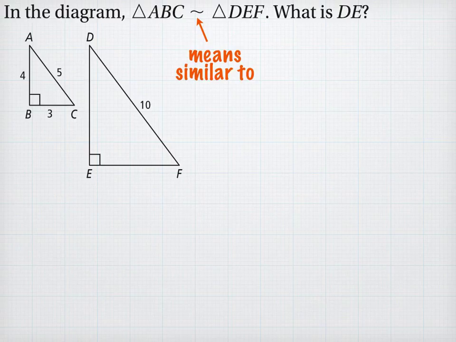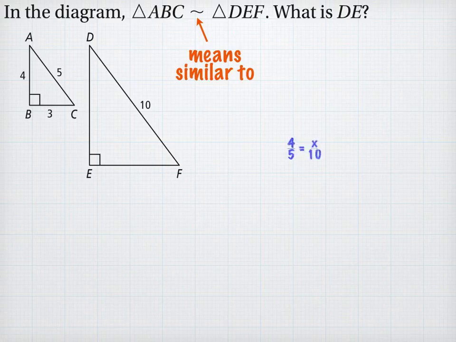So we're trying to find the length of DE, which would be corresponding to the length of AB, which is 4. So we want to use the side lengths 4 and 5 from triangle ABC to set up a proportion with triangle DEF because we're trying to find the length of DE, which corresponds with 4, and we know the side length 10, which corresponds with the side length 5 from triangle ABC. We don't want to use 3 from triangle ABC because we don't know the length of EF, which would be what it is corresponding to, and that's not the side that we're trying to find right now.